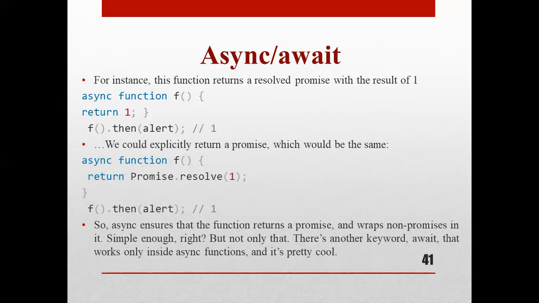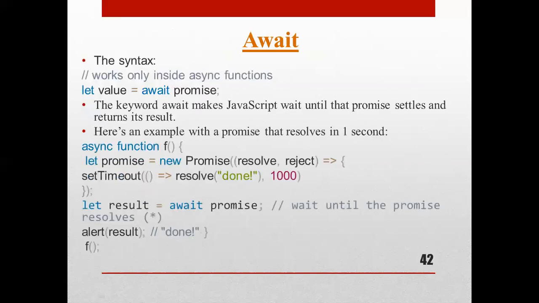This is simple enough, but it is not only that. There is another keyword, await, that works only inside an async function. An async function returns a promise, and non-promises are wrapped in it. Then there is another keyword, await, that works only inside that async function. So we will see the await keyword here.